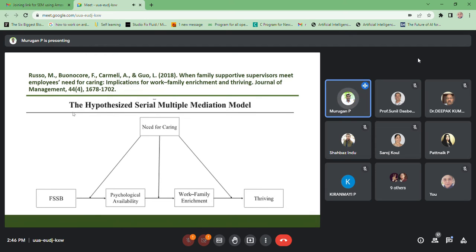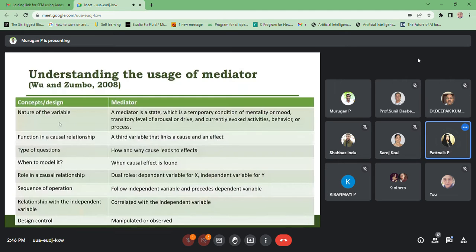Any questions? Excuse me, sir. In the previous slide, what is the design control? To test a mediational hypothesis, the recommended approach is always experimentation or some kind of observational research. Don't use survey or cross-sectional data for testing your mediational hypothesis. Okay, that's the point I'm saying. Okay, sir.